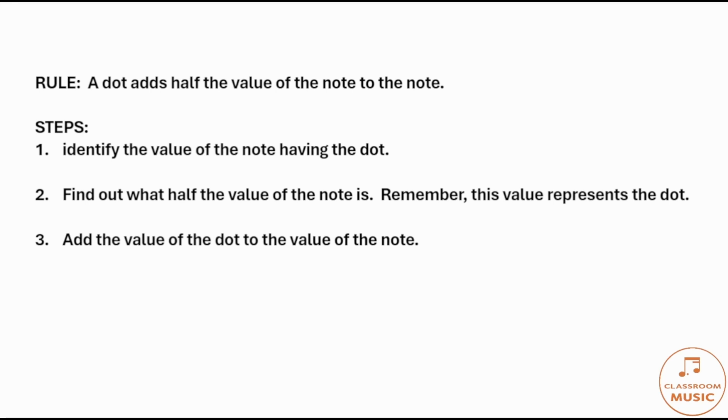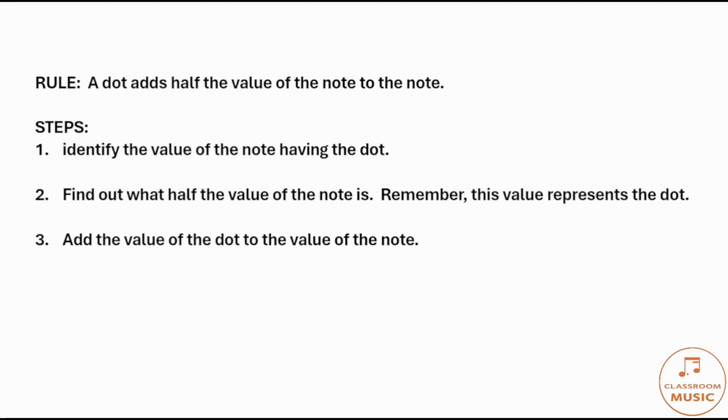There are 3 simple steps to follow when having a dotted note. Step 1. Identify the value of the note having the dot. Step 2. Find out what half the value of the note is. Remember, this value represents the dot. Step 3. Add the value of the dot to the value of the note. The total value will be played and counted as a single note.